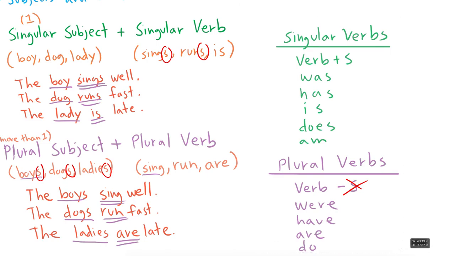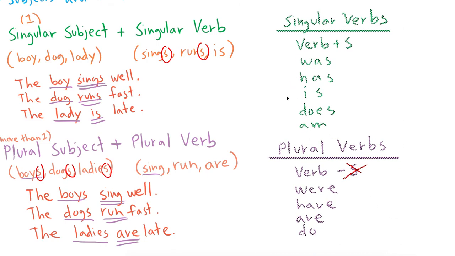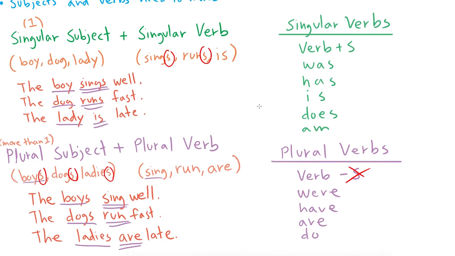If you're not sure whether a verb is plural or singular, just say it out loud, okay? When in doubt, say it out loud. So, for example, if I just pick a singular subject, boy. So, the boy was fast. Okay, so that makes sense, right? Can I say the boy were fast? No, does not make sense.